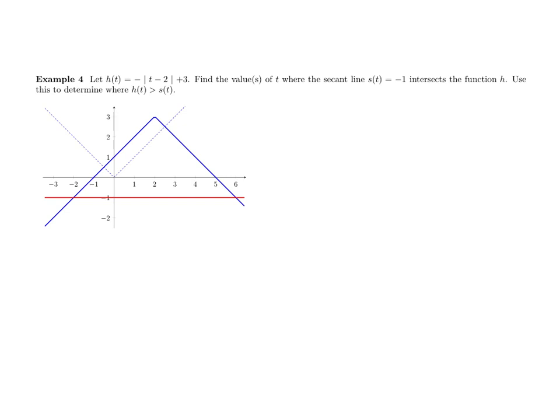Okay, so we've looked at quadratics, which are polynomials, and trig functions. The last function I want to focus on is absolute value functions. So here I'm starting with a function h of t is equal to negative the absolute value of t minus 2 plus 3. So maybe just a reminder about how absolute value works.